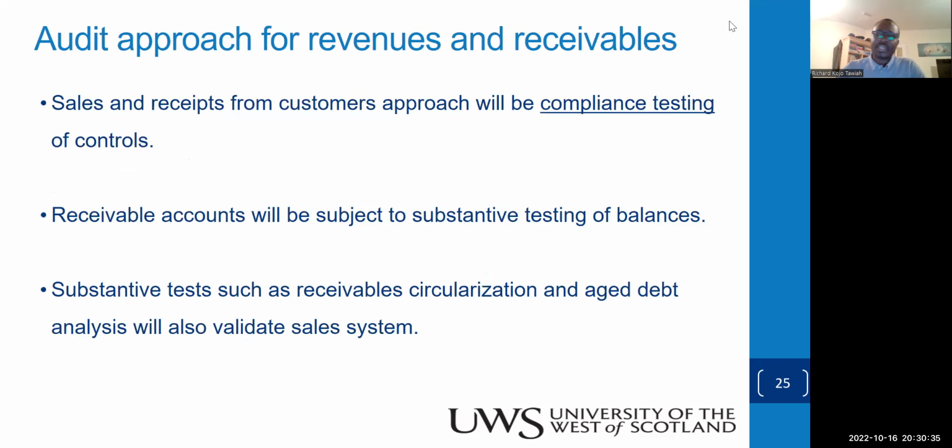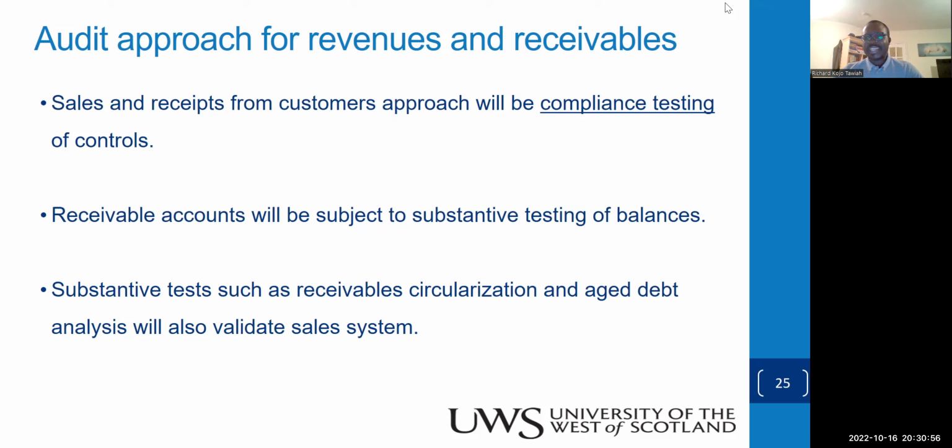And how will this occur? If you don't do proper reconciliation, they would surely occur. Now, we also look at audit approach for revenues and receivables. They are linked, are they not? So sales and receipts from customers approach will be compliance testing of controls. Receivable accounts will be subject to substantive testing of balances.